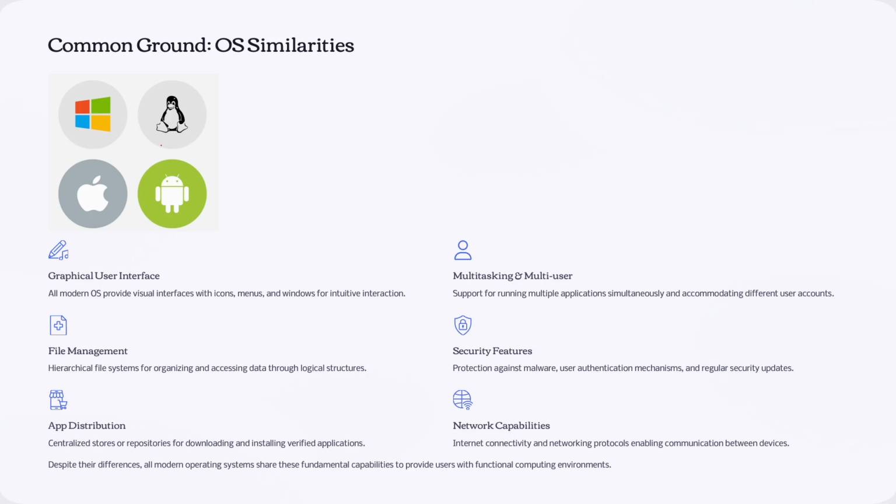Common ground: operating system similarities. Despite differences, all modern operating systems share fundamentals: graphical user interfaces, multitasking, hierarchical file management, app distribution, security features, and networking. These shared traits ensure every operating system can deliver a reliable computing experience. And next, let's get into another slide.